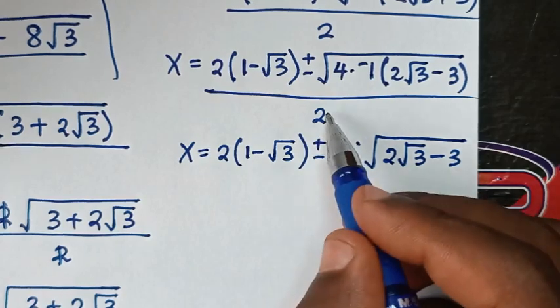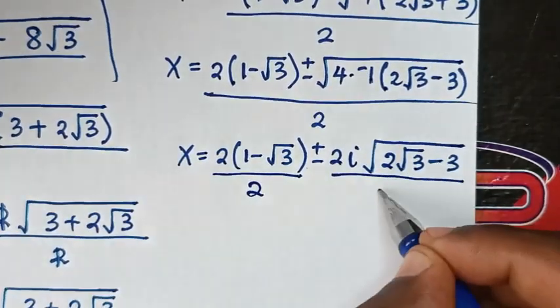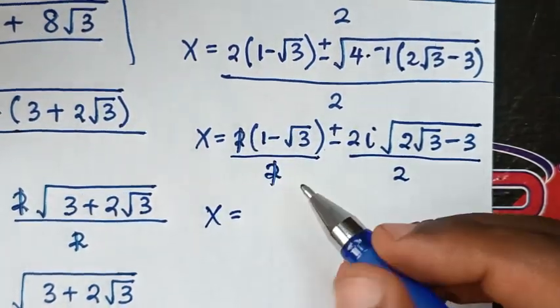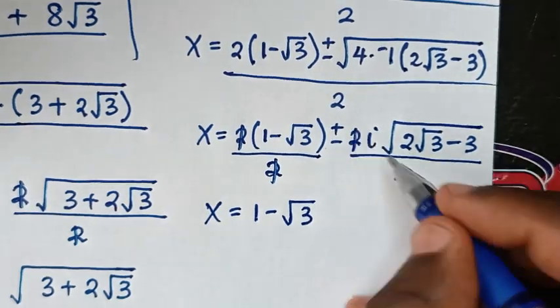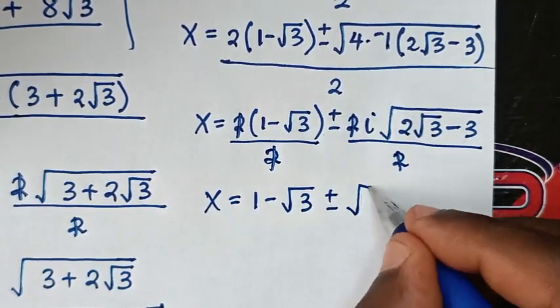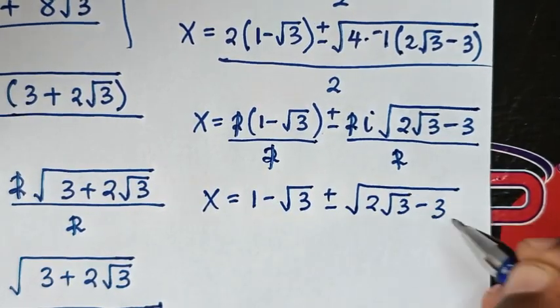So here we'll divide by 2 in this part and this part. So here divide by 2 and here divide by 2. So it will be x is equal to this, and this will cancel. So it will be 1 minus square root of 3. This and this will cancel. So it will be plus or minus square root of 2 square root of 3 minus 3.